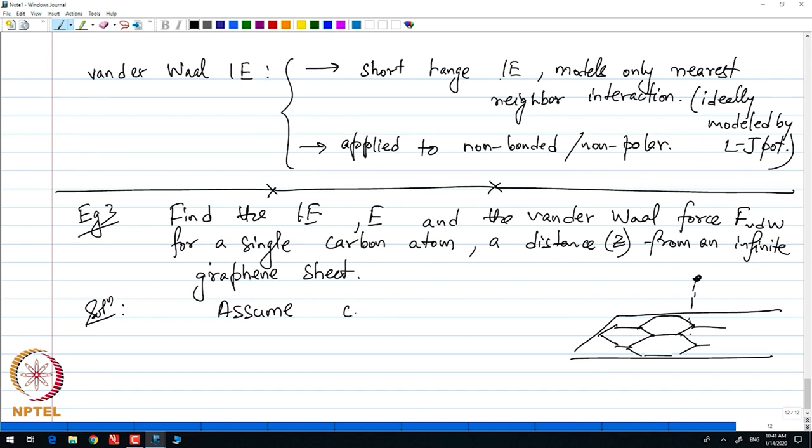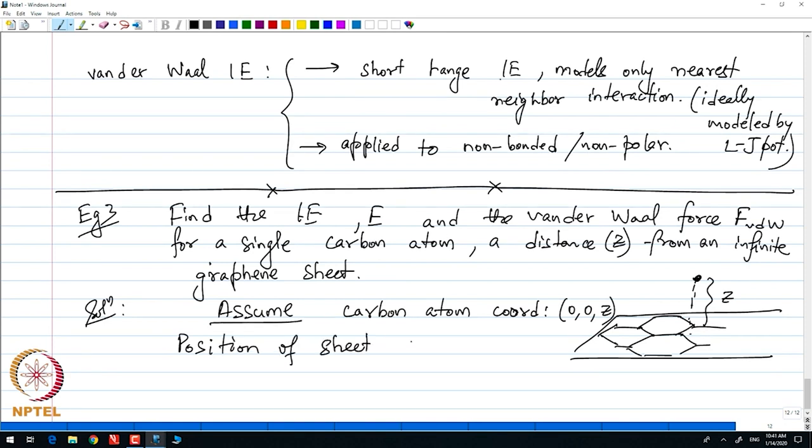So we are going to assume that the carbon atom coordinate is 0, 0, z. The carbon atom coordinate is 0, 0, z, where z is the distance of the carbon atom from the sheet, and the sheet is on the xy plane. So these are my assumptions. The position of the sheet is given by the xy plane, x, y, 0.